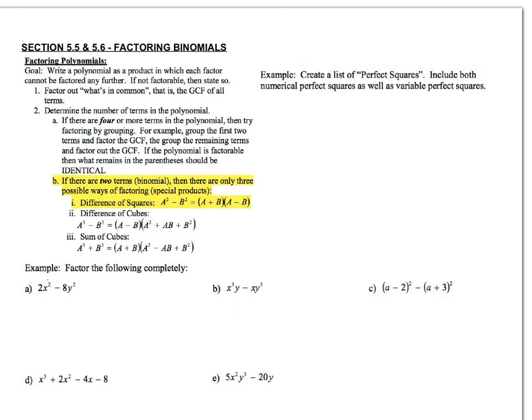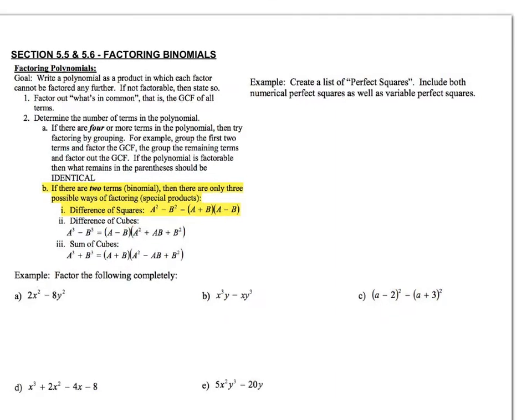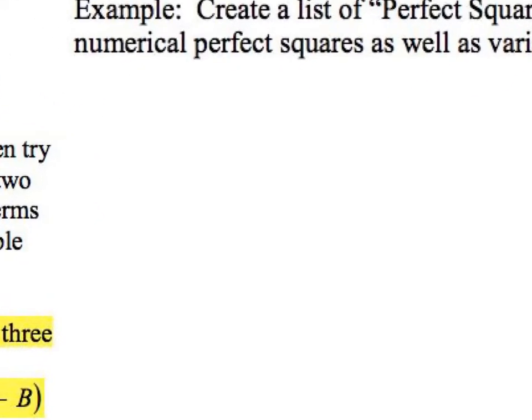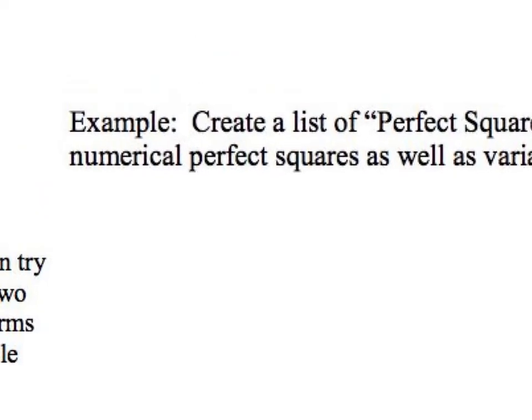And so what we have here is the difference of squares. I want you to see that if you have some number a squared minus some number b squared, then this factors out to a plus b times a minus b. We'll talk about difference of cubes in a moment, but I want to talk about the difference of squares. So up here, let's write out the difference of squares.